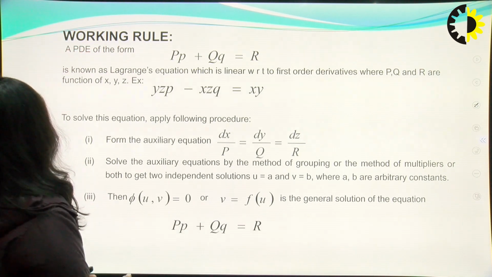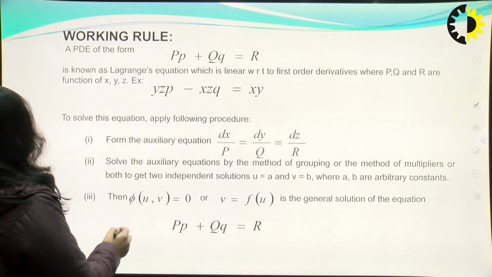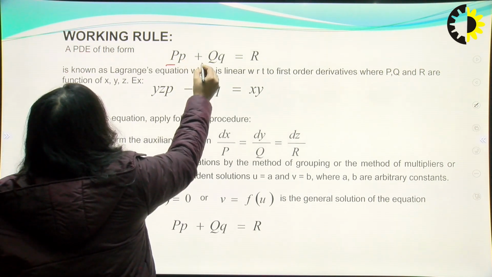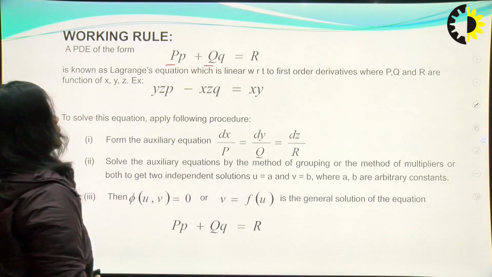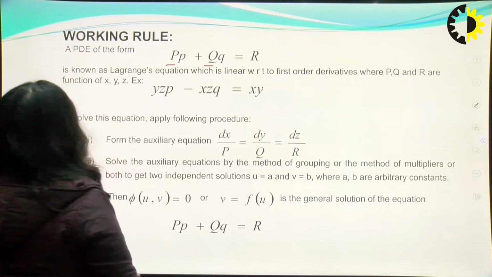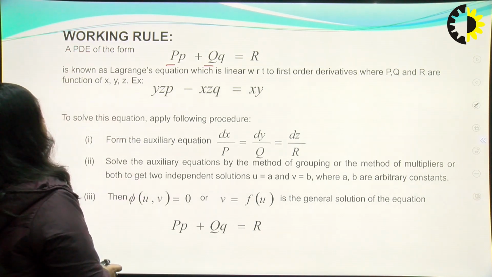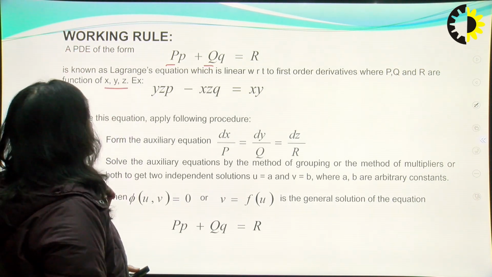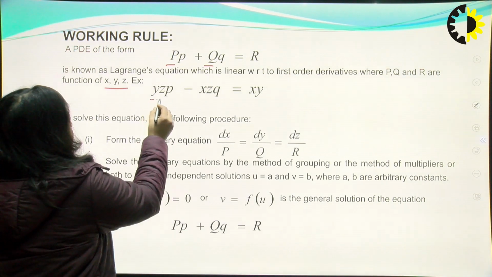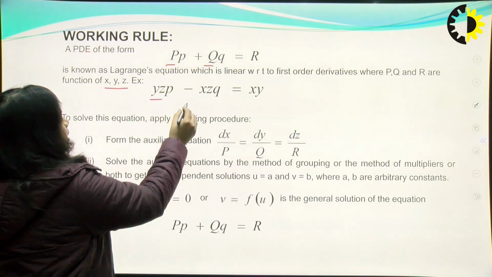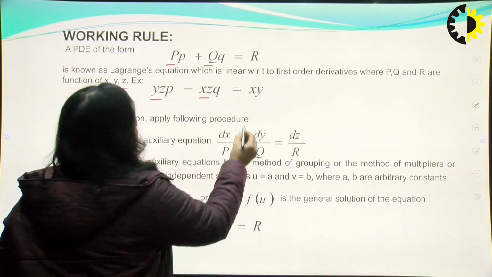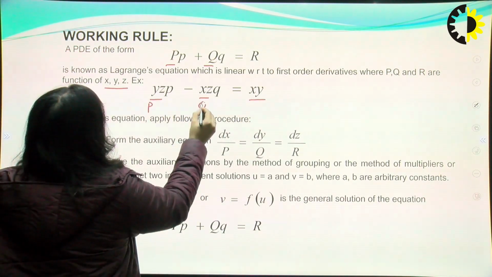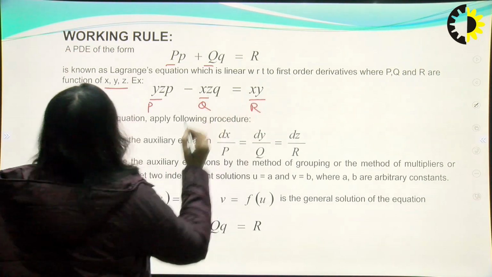The working rule: a partial differential equation of the form capital P into small p plus capital Q into small q is equal to R. This capital P, capital Q and capital R are functions of x, y and z. For example, we have the equation yz multiplied by small p minus xz with q is equal to xy. So this is my capital P, this is my capital Q, this is my capital R.